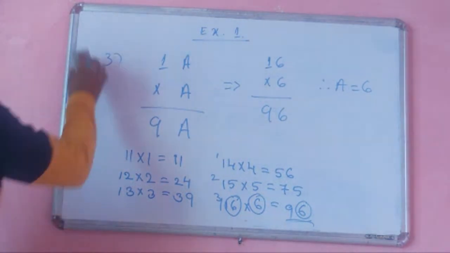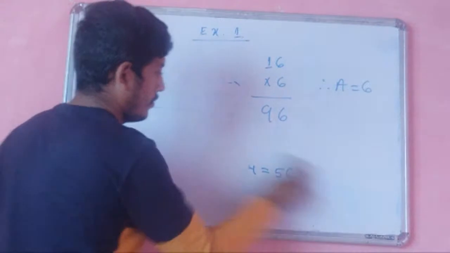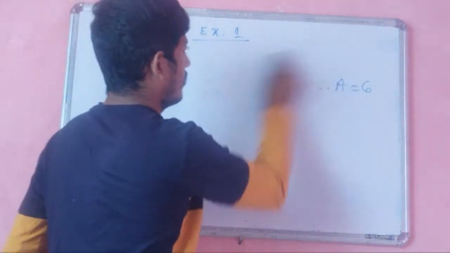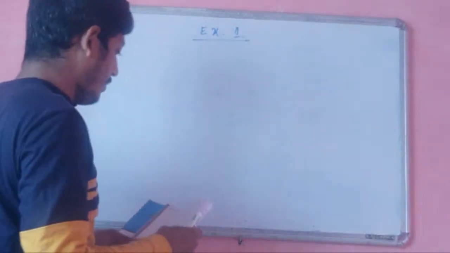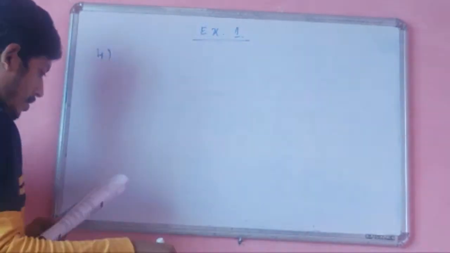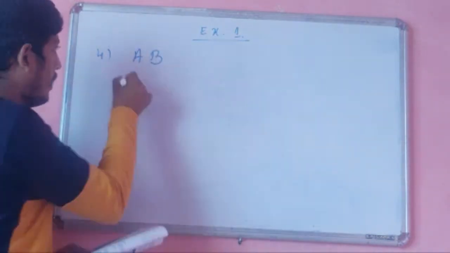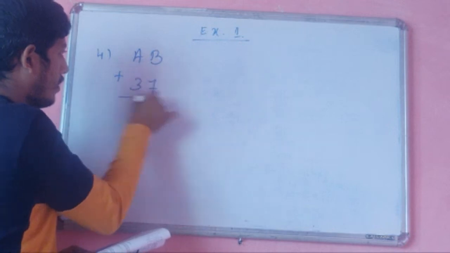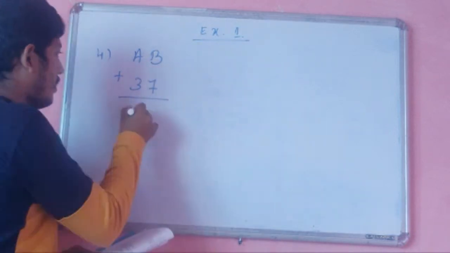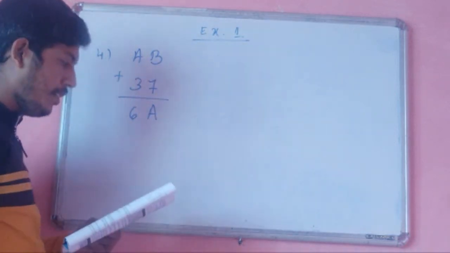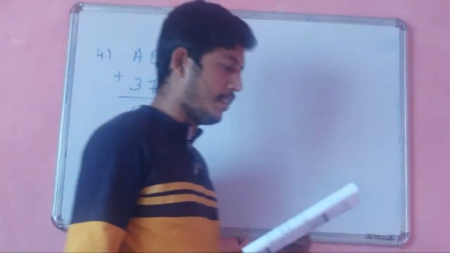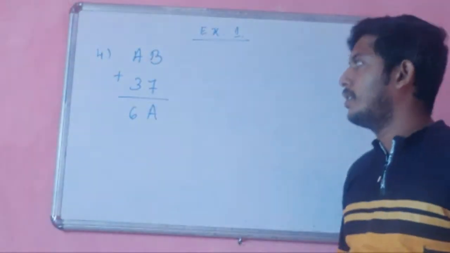The next problem. Fourth one, AB plus 37 gives 6A. Now this is for your work. Just solve this and comment me the answer first.